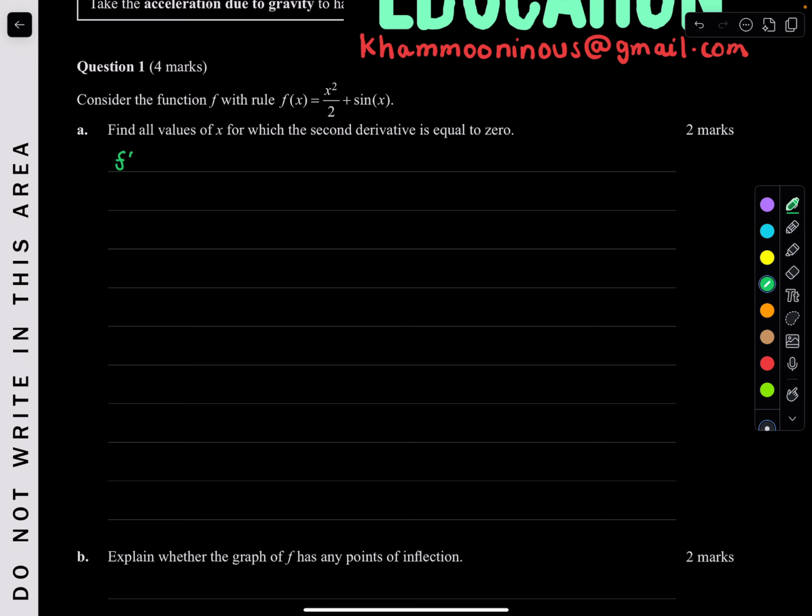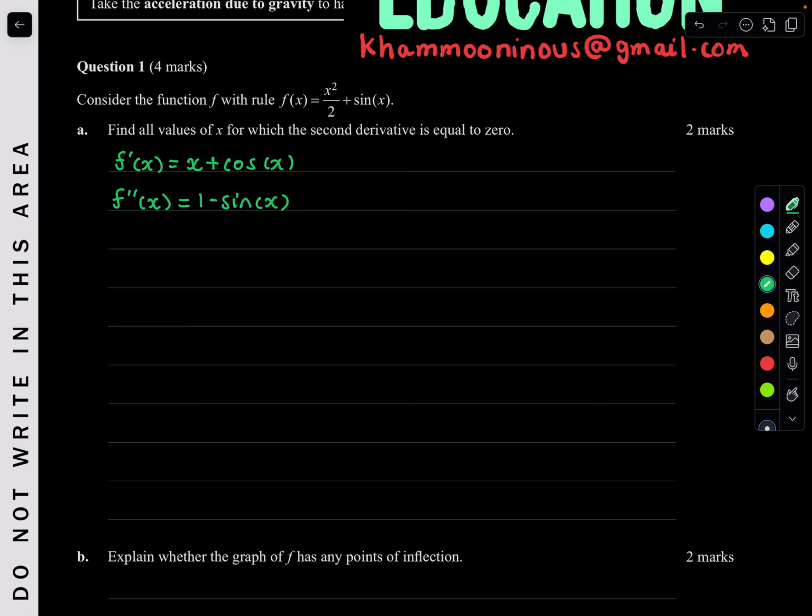So let's find the first derivative. That's basically going to be, bring the 2 in front, so it'll be basically just x, and derive sine is cosine x. And derive it again. So this is our double derivative, which is 1 and negative sine x. Beautiful. So this is our double derivative.